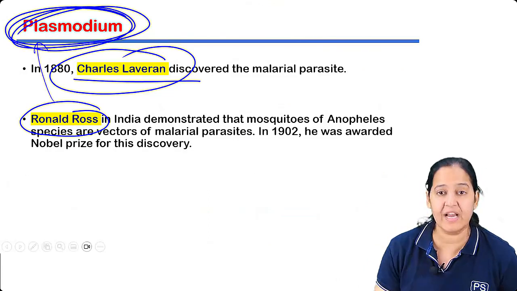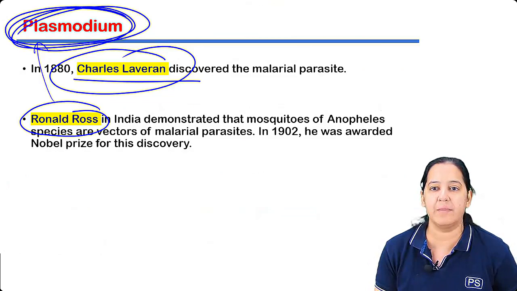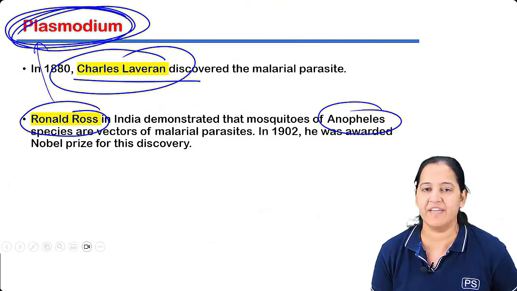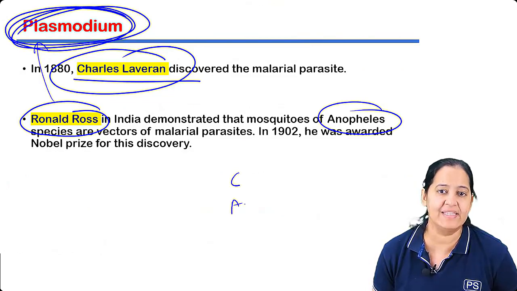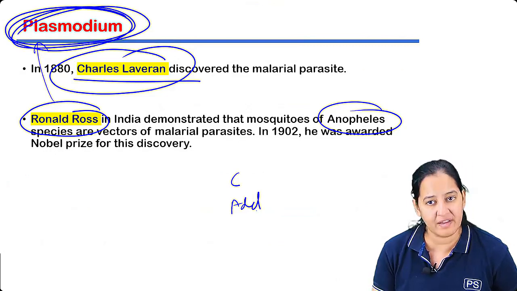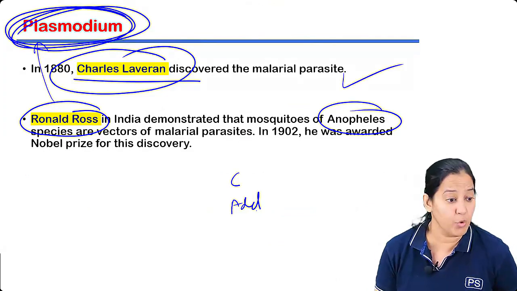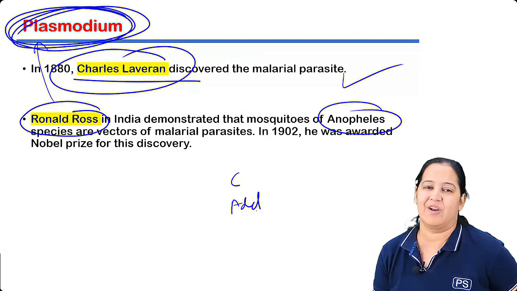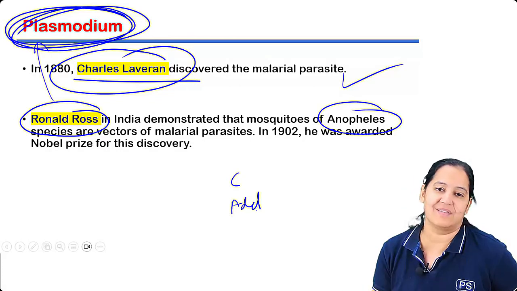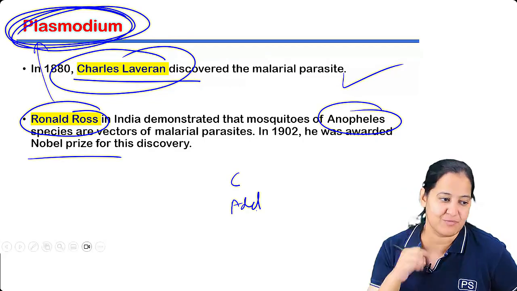In the life cycle of the Plasmodium, there is a role of a mosquito. The name of the mosquito is Anopheles. You know, there are many types of mosquitoes: Culex, Aedes, Anopheles. So here comes the Anopheles, again female Anopheles. You know why female now. Ronald Ross did that discovery, and he got a Nobel Prize because he was from India.